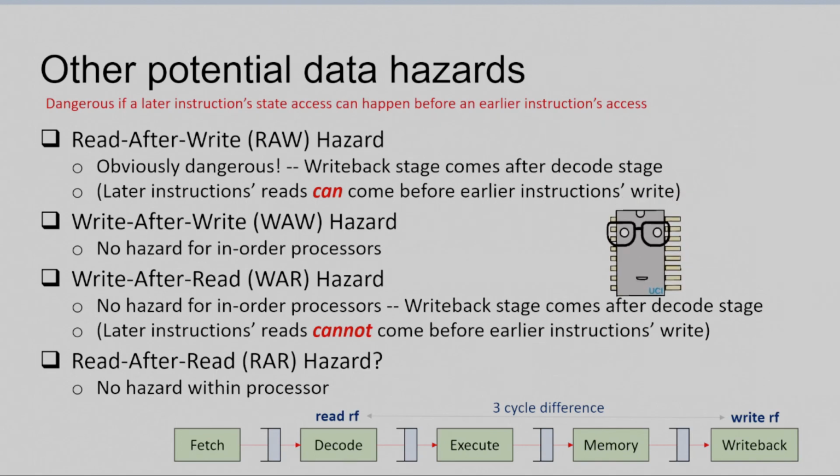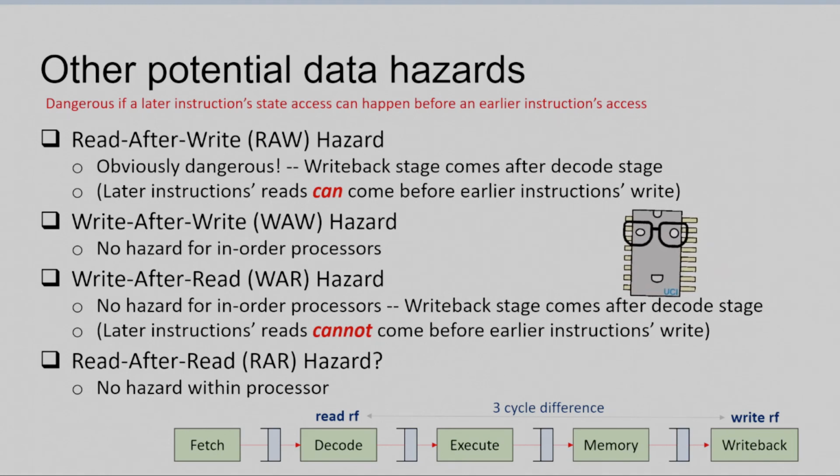The second possible scenario is the write after write hazard, if you have 2 instructions both writing to the same place. But for the in-order pipelined processors that we're looking at right now, this doesn't cause a hazard, because all the writes happen in the same place, in the memory stage, and all the instructions are going to reach the memory stage in order.